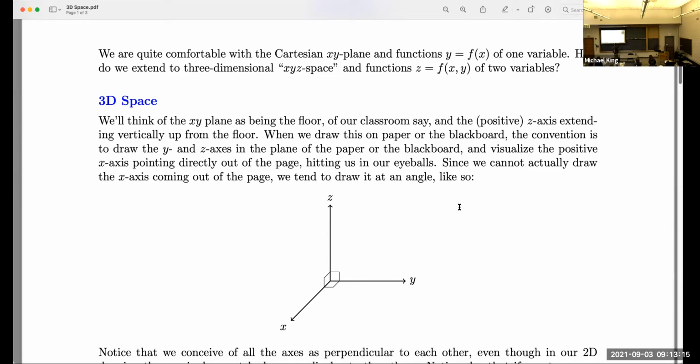Does that make sense? If I drew that literally, you wouldn't see the X axis. It would just be a point. So it has to be kind of from a perspective.